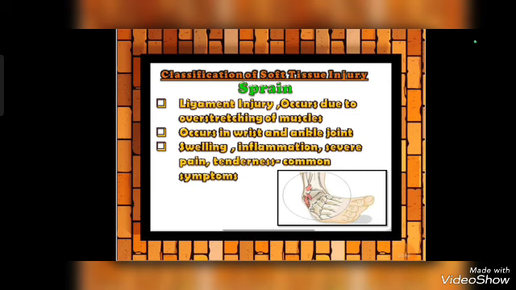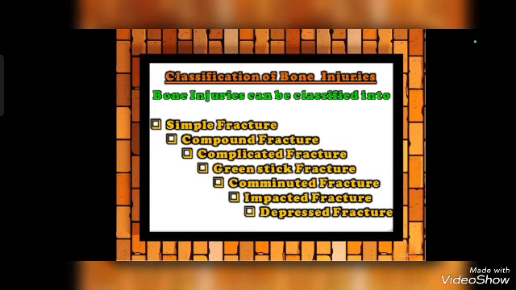The next major classification of sports injuries is the bone injuries. Bone injuries are most commonly fractures. Let us see the types of fractures in detail. Fractures can be classified into simple fracture, compound fracture, complicated fracture, green stick fracture, comminuted fracture, impacted fracture, depressed fracture.